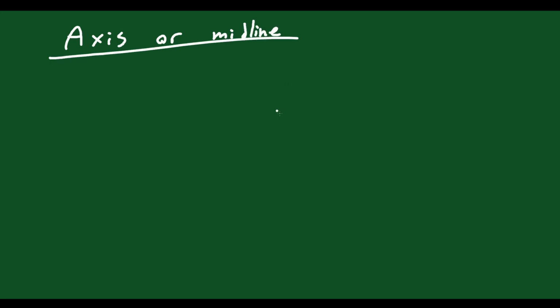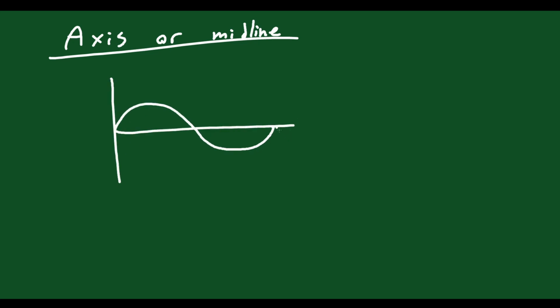Now, let's talk about another characteristic. We also have what we call the axis, or the midline. You might hear it referred to as different things. In this case, the axis, or the midline, is referring to that imaginary horizontal line going through the middle of your graph. So an example like this, where that's just a regular graph, that's at 1, that's at -1, the period's 360 degrees, just like we've been looking at.